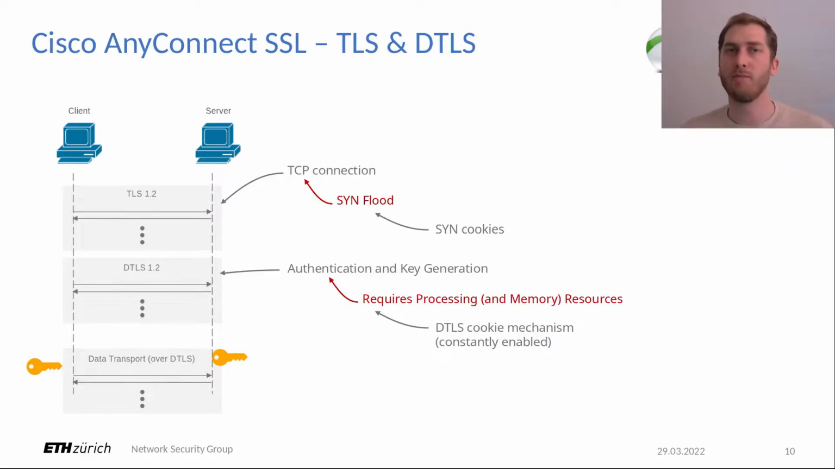Simplified, Cisco's AnyConnect SSL-based VPN first establishes a TLS connection and then a DTLS connection. Since the TLS connection runs on top of TCP, an attacker could perform a TCP SYN flood to overwhelm the server. To mitigate this, the implementation makes use of SYN cookies.